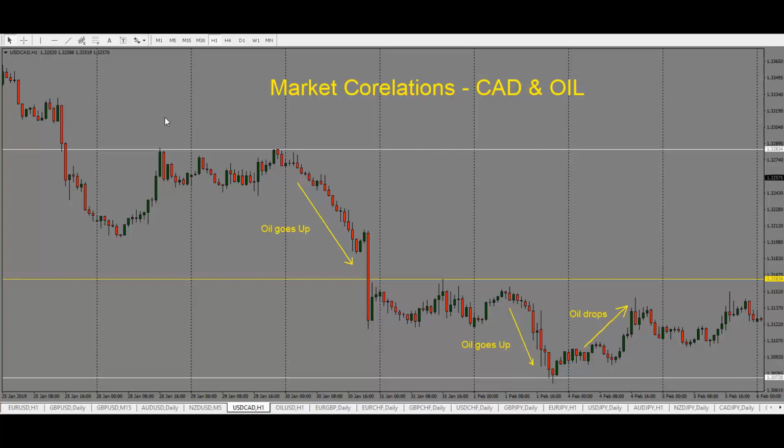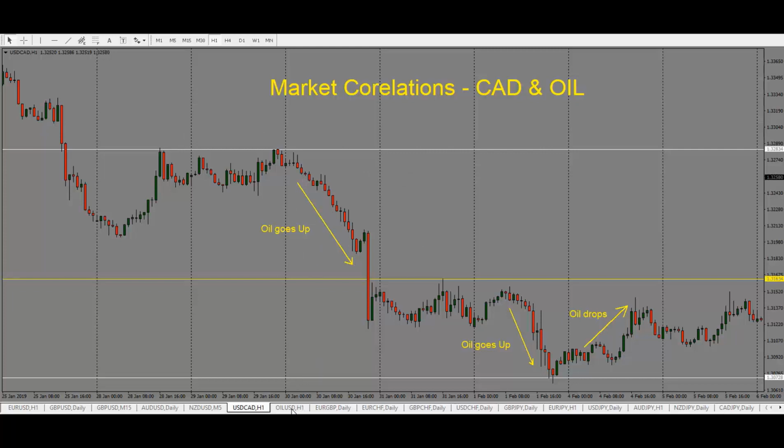Canadian dollar is positively correlated with oil. That means Canadian dollar will move in the same direction as oil. However, dollar CAD will move in the opposite direction of oil. And let's take a look at how this relationship works. So here we see that price of dollar CAD is moving down.